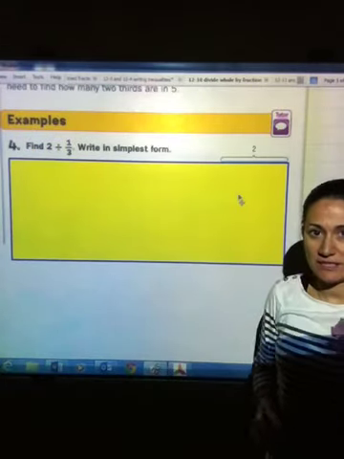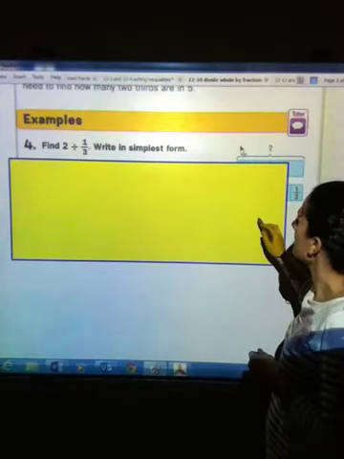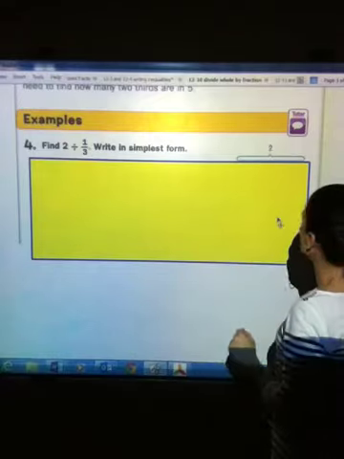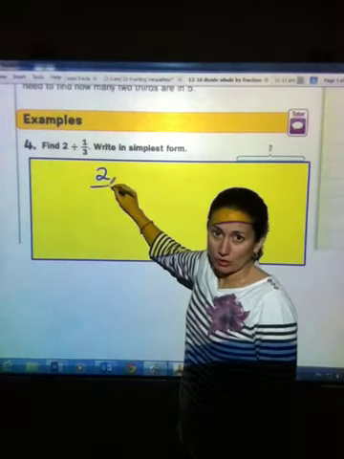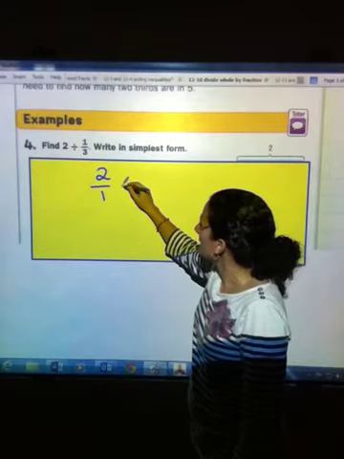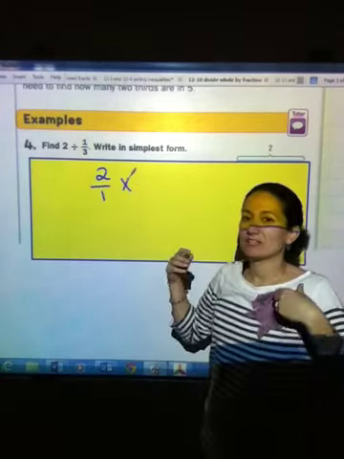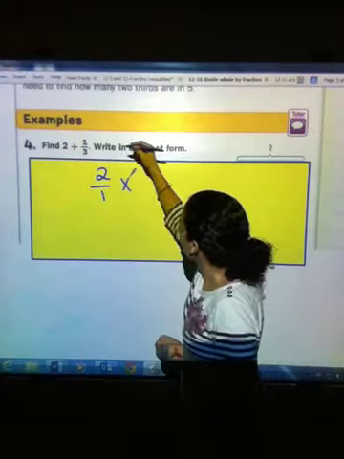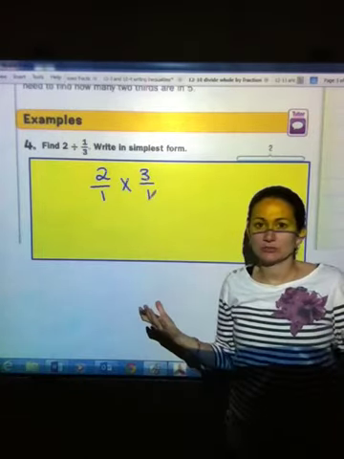I want you to write this one down in your notes. So we have 2 divided by 1/3. In this example, I'm going to write the whole number over 1 as an improper fraction, 2 over 1, and I'm going to change the division to multiplication. And then I'm going to write the reciprocal, or the flip, of the second fraction. So 1/3 is going to become 3 over 1. Then I multiply as usual.